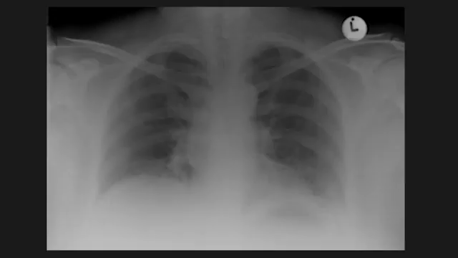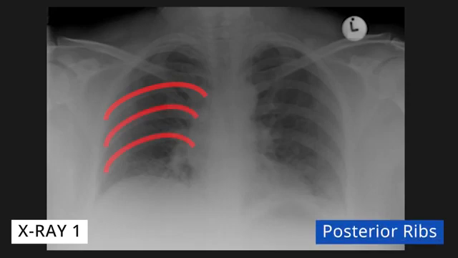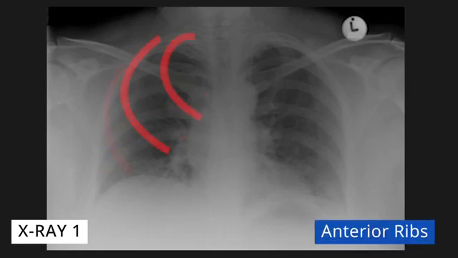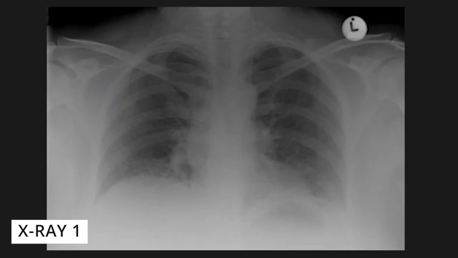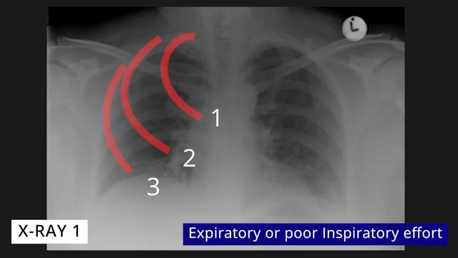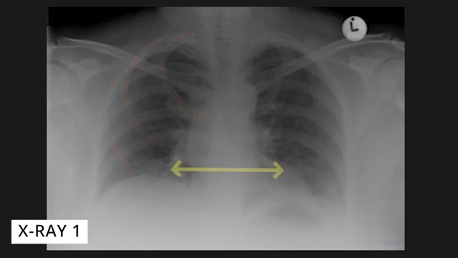Now let's count in this X-ray, X-ray number 1. These are the posterior ribs, whereas these ones are anterior. Let's count the anterior ones. This is first, second, and third. So there are 3 anterior ribs intersecting the diaphragm in the mid-clavicular area. That means this is either an expiratory film or poor inspiratory effort. Also, the heart appears bigger and there seems to be consolidation at the left base. Now let's see the next X-ray.